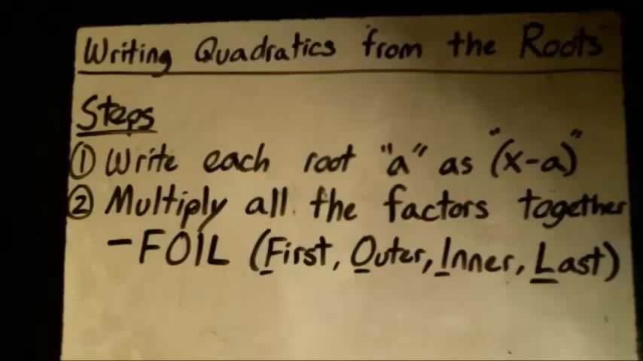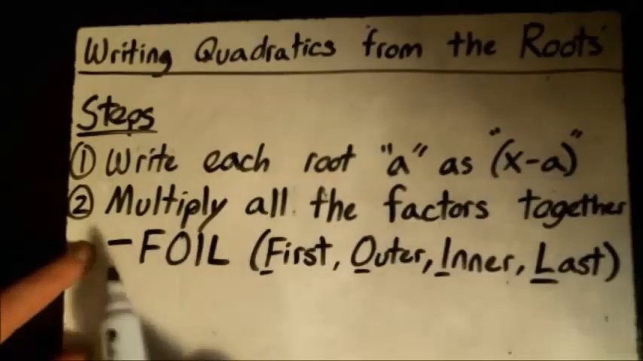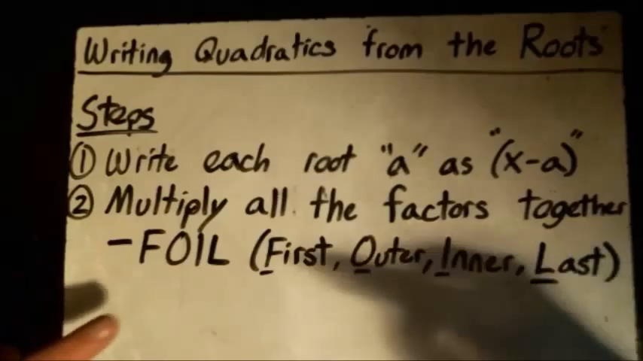Today we're going to be talking about writing quadratics from the roots. There are two steps to this. The first step is to write each root a as x minus a in parentheses. And then you're going to multiply all your factors, which are these x minus a's, together. And you're going to do that using FOIL.